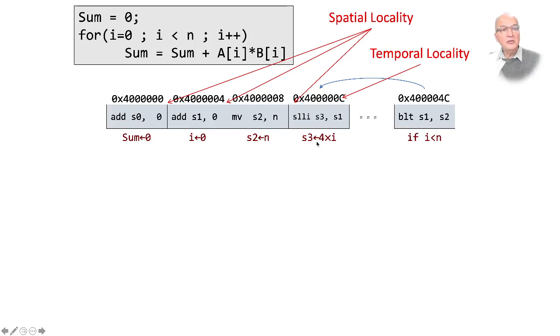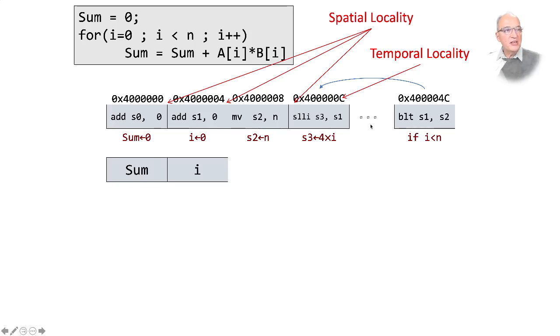So I have very few instructions in the loop. Once I execute this shift left logical immediate instruction, I'm going to execute a few instructions and I'll go back and execute the very same instruction again. So I'm going to have significant temporal locality while executing the loop.